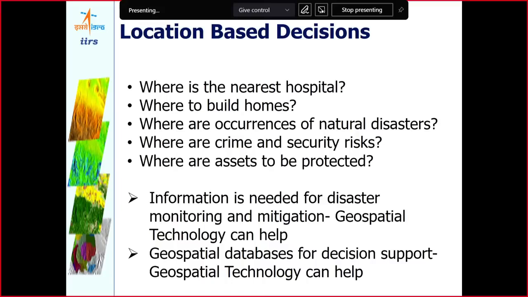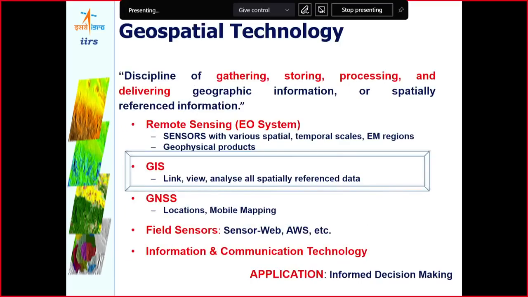So information is needed for disaster monitoring and mitigation. Geospatial technology can help. Geospatial databases for decision support, maybe for the governance application, maybe for the health application, maybe for the geospatial value chain. There are so many areas where these types of technologies can ultimately help. So now if you look at the applications as a whole, it is not possible for you to basically make use of only one technology which can give you a solution.